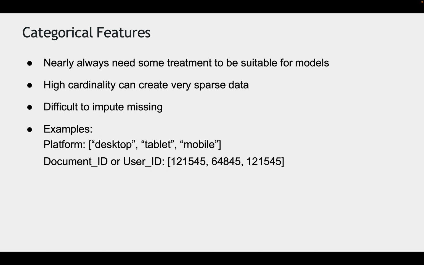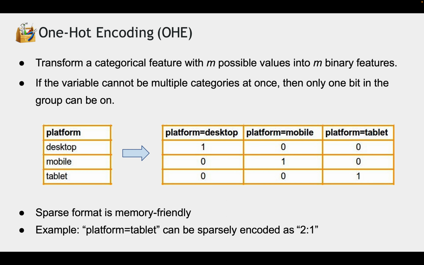Yeah, obviously, your model is not going to understand desktop, tablet, mobile. High cardinality can create very sparse data. Difficult to impute missing. भी desktop और tablet का missing होगा कुछ, mobile तो पता कैसे चलेगा. Understandable. One hot encoding. Transform a categorical feature with m possible values into m binary features. If the variable cannot be multiple categories at once, then only one bit in group can be on.